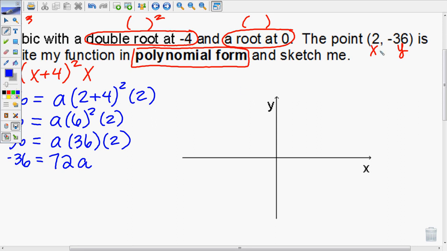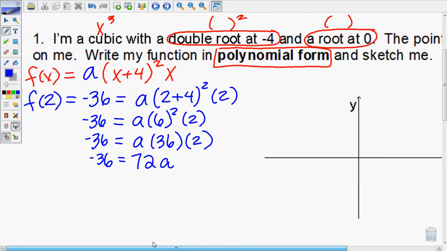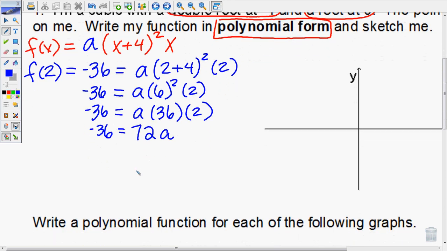Okay, so right here, we have this 2 and this -36, and it says that it has to be part of our function. So because it has to be part of my function, I have to figure out what a can be, so that when I plug in 2, I get the answer -36. And that's why it has to be there. The answer is 72. Okay, so I need to divide. Is a by itself yet? No. So I'm going to divide both sides by 72.